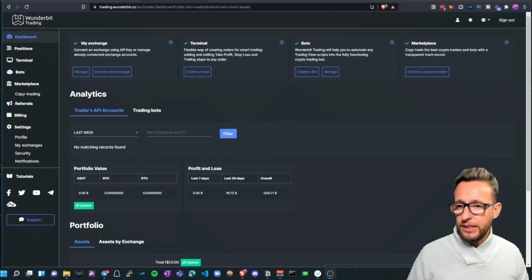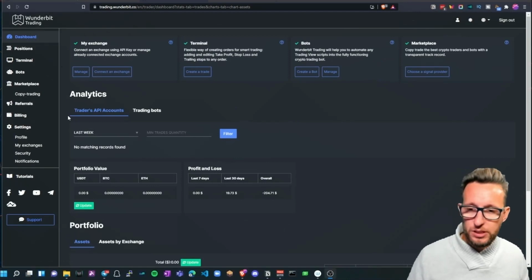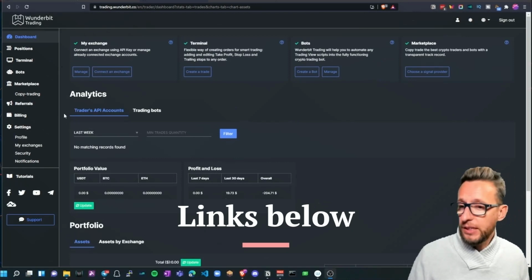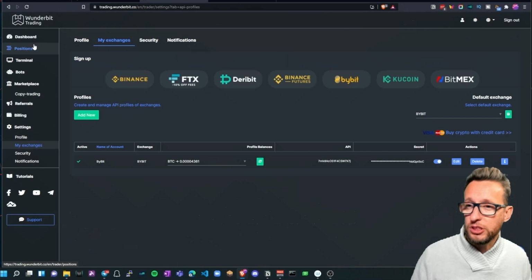Okay, so the idea is that we're going to need an account, like I said, on ByBit Trading, which is www.bybit.co. I already have an account, so I'm not going to show you how to sign up. It's pretty simple. Sign up with your email, etc. First thing you need to do is add your exchange. I'm going to be using ByBit, so you go here and add your exchange.